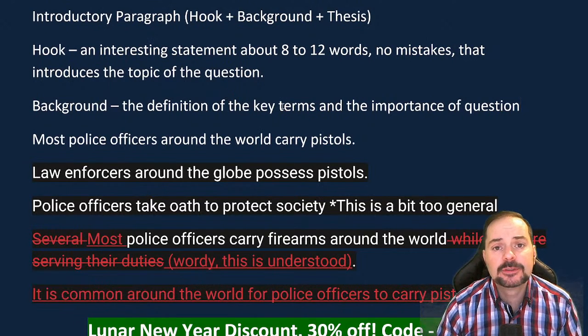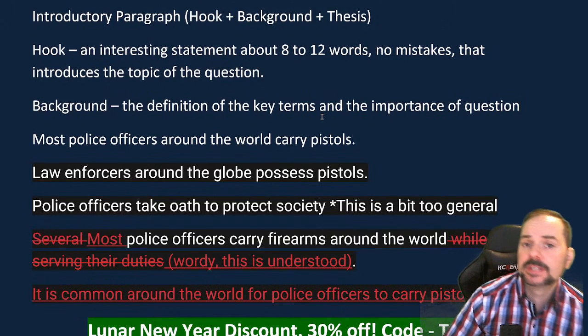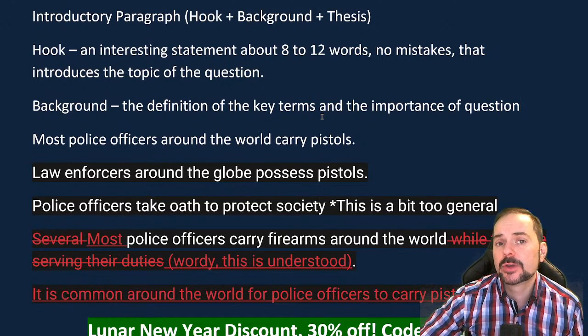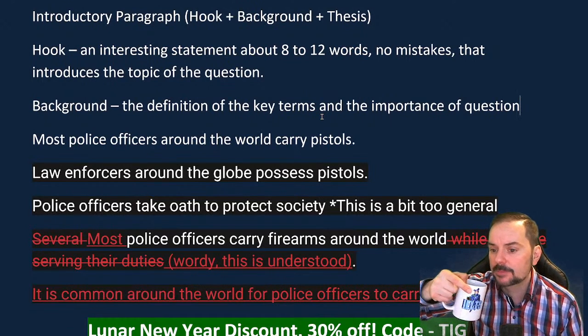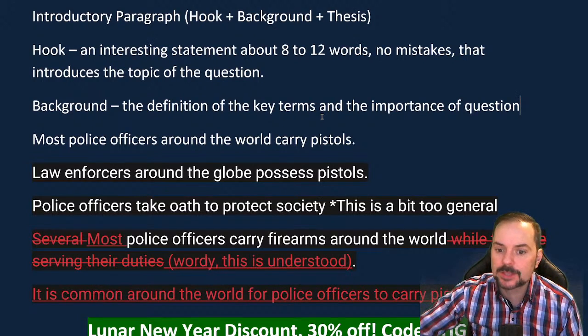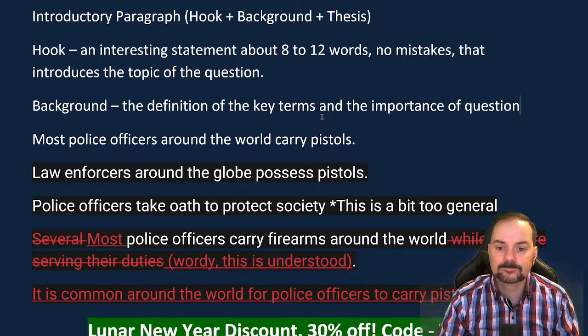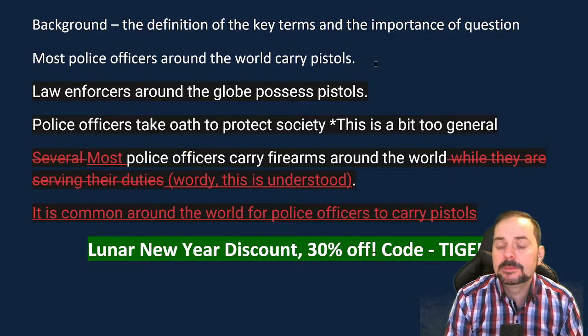And it doesn't have to be in this order. So you might write about the importance of the question before the definition. It also depends on how clear the definitions are to the reader, okay? So here, for the background, this would be my definition.